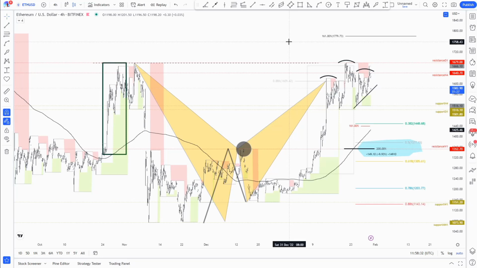Play the levels, adjust your risk, understand there's always an invalidation point when you trade a pattern, and respect that invalidation point. If the price fails to unfold into your default expectations, get out of your trades as soon as possible.